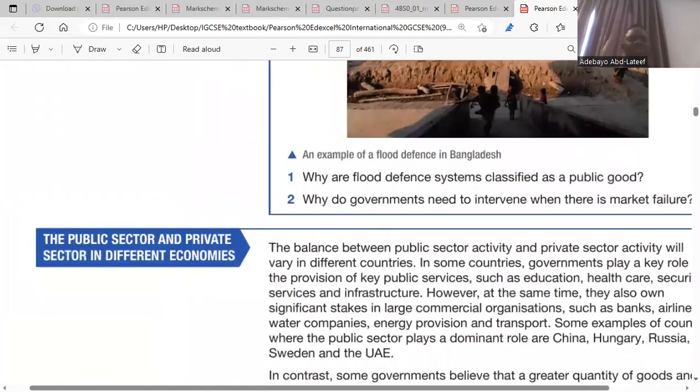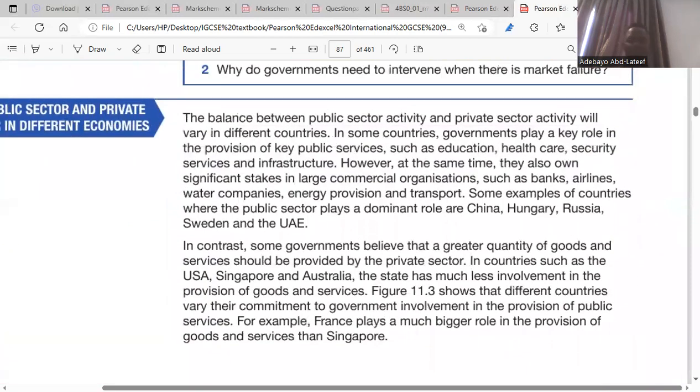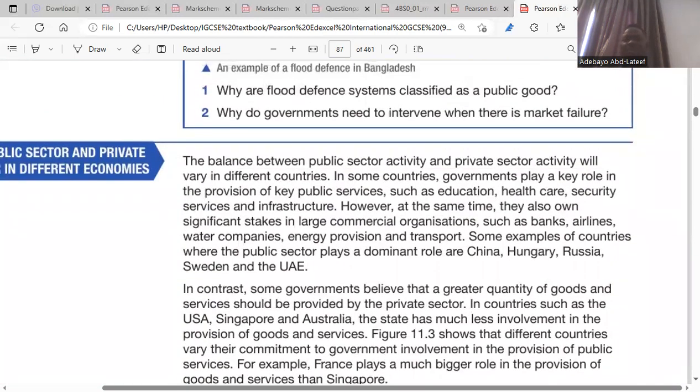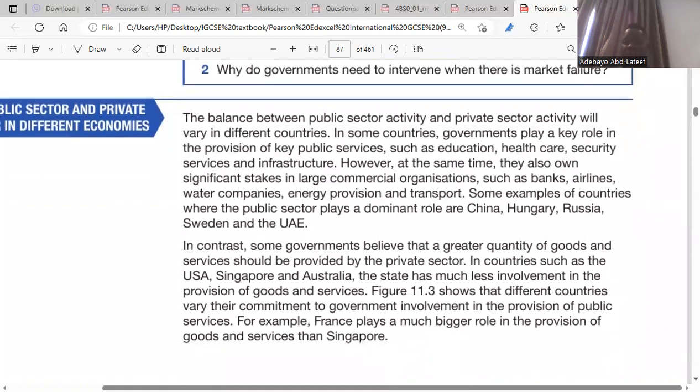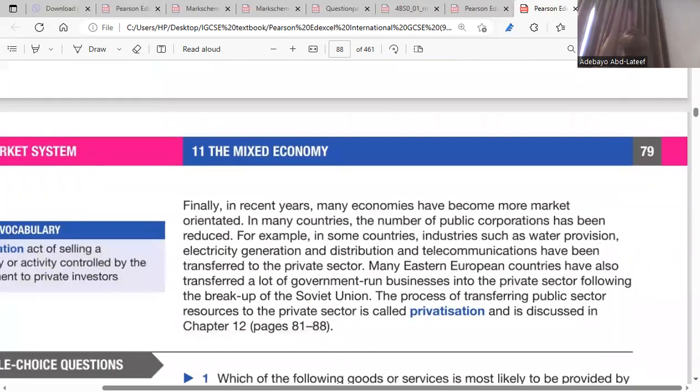Then we'll go to the public sector and the private sector in different economies. That means in different countries. So they said the balance between public sector activity and private sector activity will vary in different countries. In some countries, government plays a key role. So basically, it depends on the kind of country we have. Some countries are mixed economy. Some countries are planned economy. Some countries are free market. But most of the countries in the world practice mixed economy.